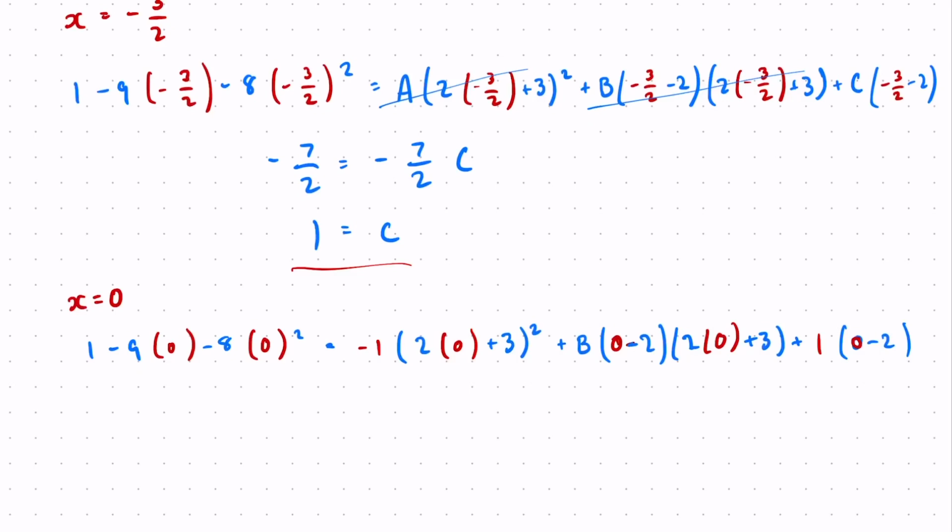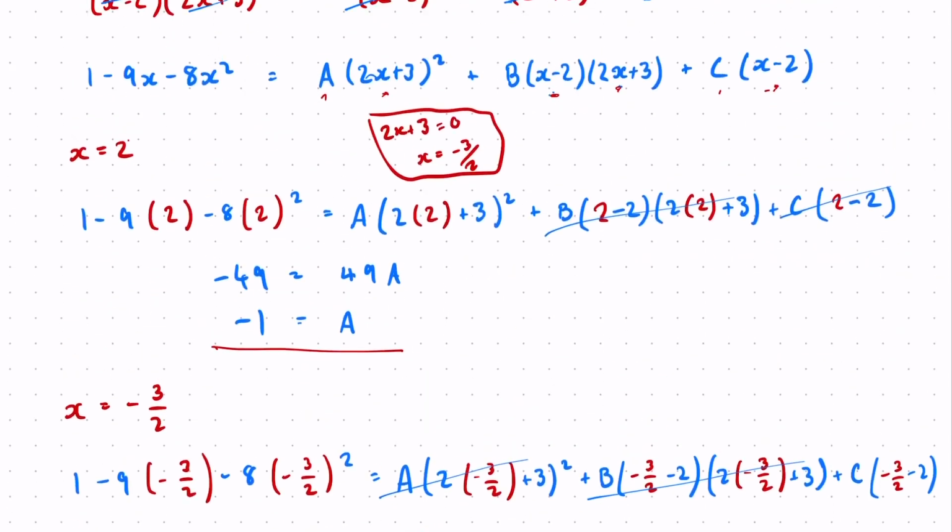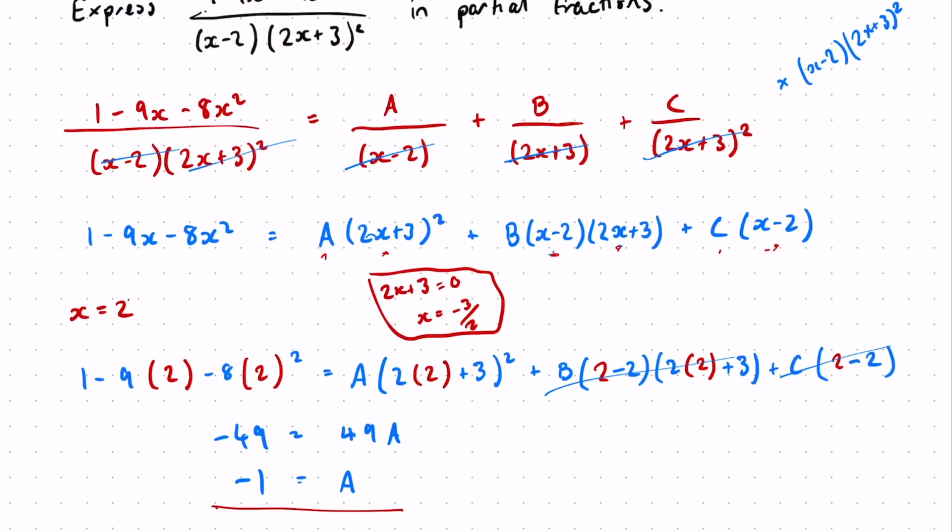1 is equal to minus 9 minus 6b minus 2, which gives me 12 is equal to minus 6b, and b is equal to minus 2. Now I know my a, b and c. I can put those back into my original partial fraction.